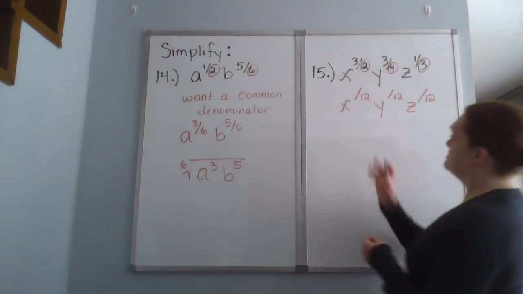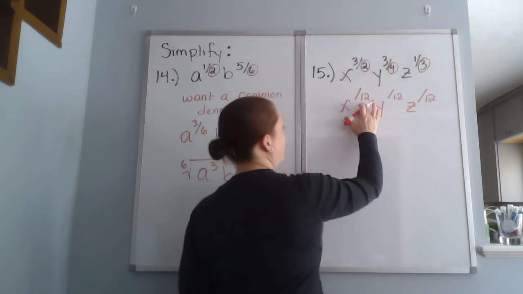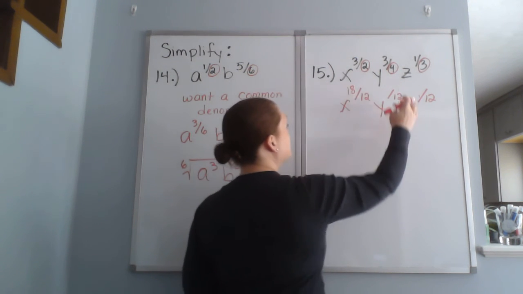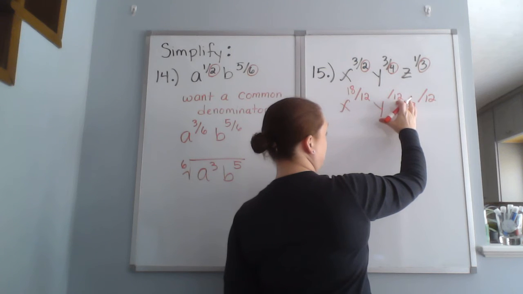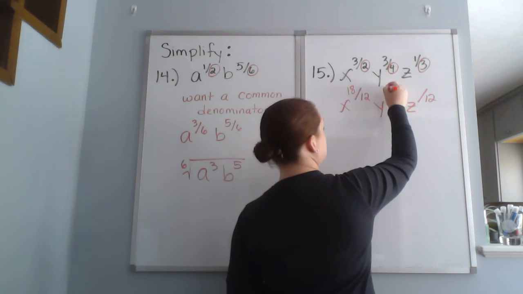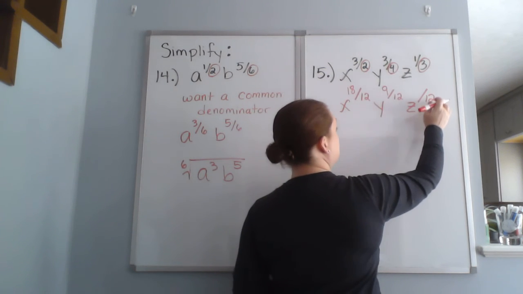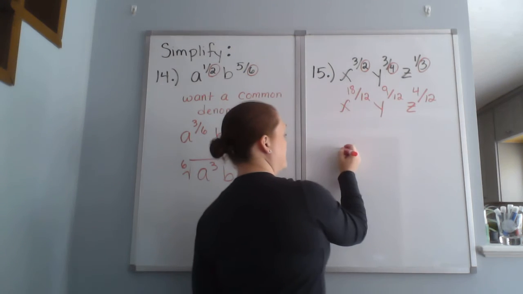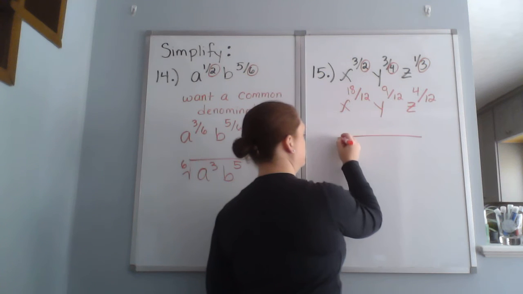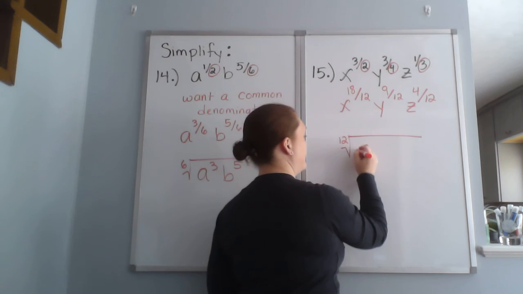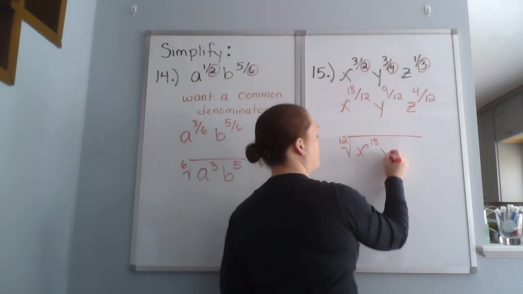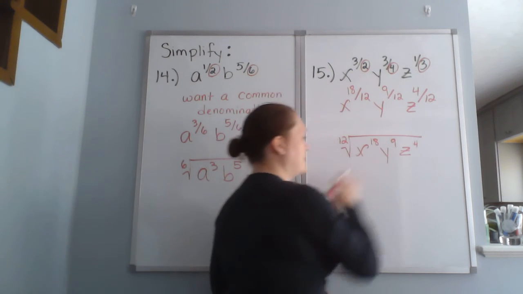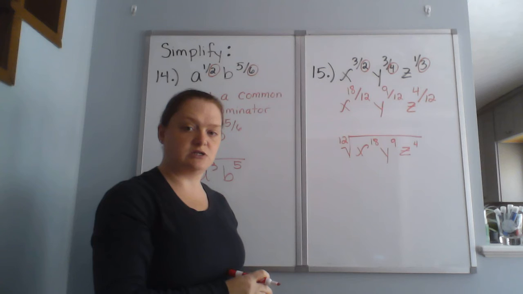Okay? So to make this 3/2 into a 12, I have to multiply the 2 by a 6, so 3 times 6 is 18. To get the 4 to be a 12, I have to multiply by 3, so 3 times 3 is 9. To get the 3 to be a 12, I have to multiply by 4, so 1 times 4 is 4. And now I can write this all as the 12th root of x to the 18th, y to the 9th, and z to the 4th. So now I have a single radical expression here.